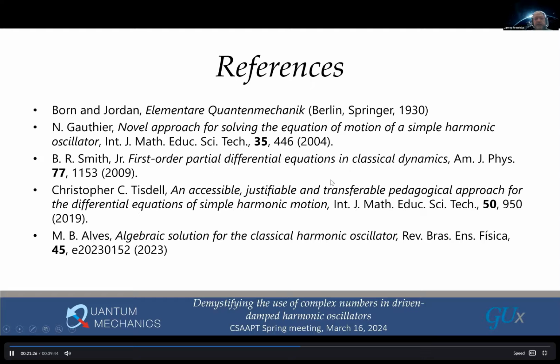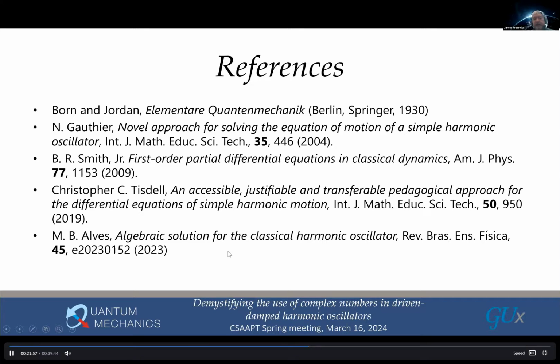There's this paper from American Journal of Physics, which emphasizes solving these equations in the standard coupled first order linear differential equations way using matrices and eigenvalues and eigenvectors, which I think is too much for freshmen. I don't think they're going to be able to follow that. This paper is a little bit of a critique of Gauthier's paper. He tries to say there's an even better way. I mean, he comes up with essentially the exact same approach, but he says there's a better way of motivating it.